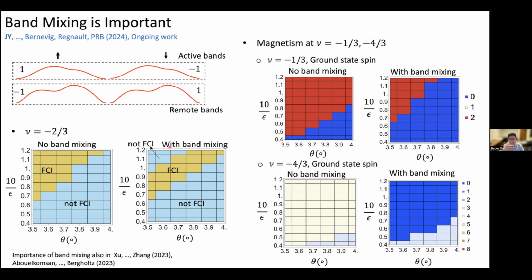So this would be the effect of band mixing, current intuition. That's when your interaction projected to these two bands is comparable to your bandwidth, or comparable to the gap between these two bands. Okay, I see. Thank you. No problem.